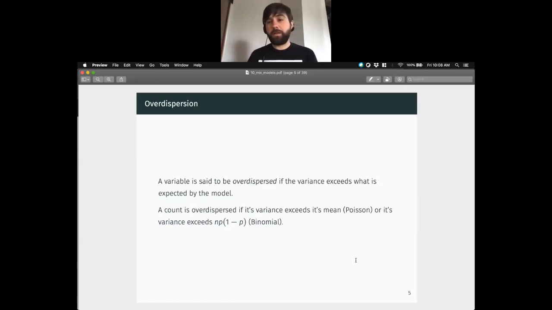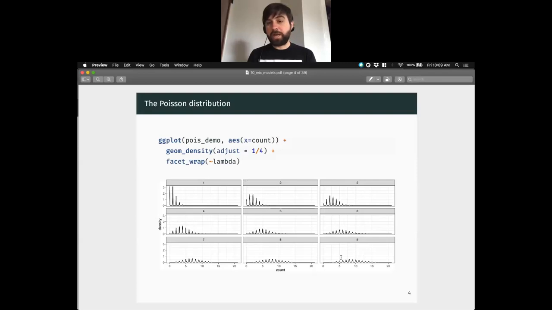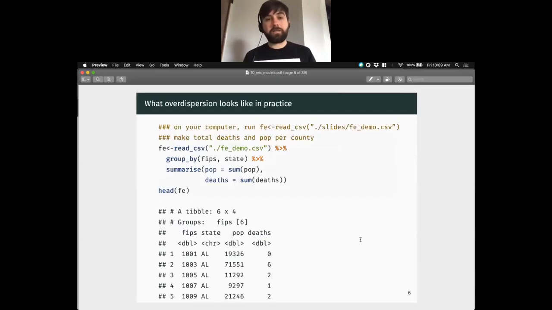In a binomial, it's overdispersed when the variance exceeds np times 1 minus p, which defines the variance for a count binomial model, right? Remember that for a Bernoulli, the variance is p times 1 minus p, and in a count binomial model, we just multiply that by n. Okay, so overdispersion is a phenomenon where we actually have more spread than what we see here, right? We expect a 9, but our variance is actually greater than 9, right?